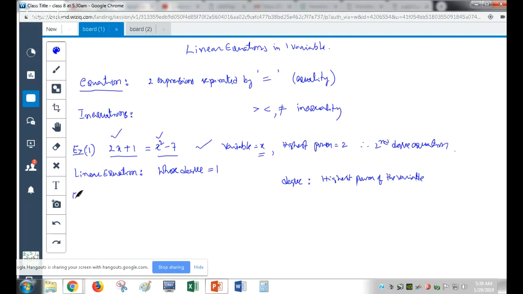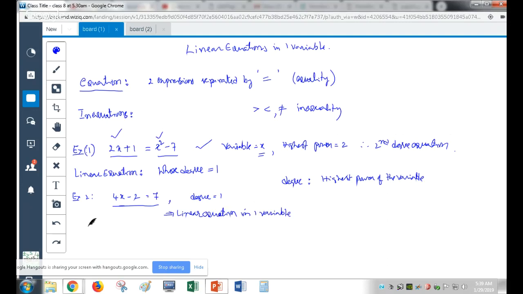Now let me give one more example: 4x minus 2 is equal to 7. In this, the variable is x whose power is 1, and there is only one variable term. Therefore, its degree is 1, and it is called a linear equation. Because this entire equation has only one variable, we call it a linear equation in one variable.